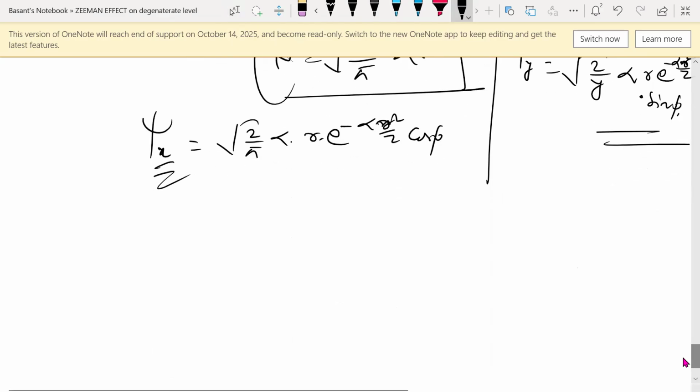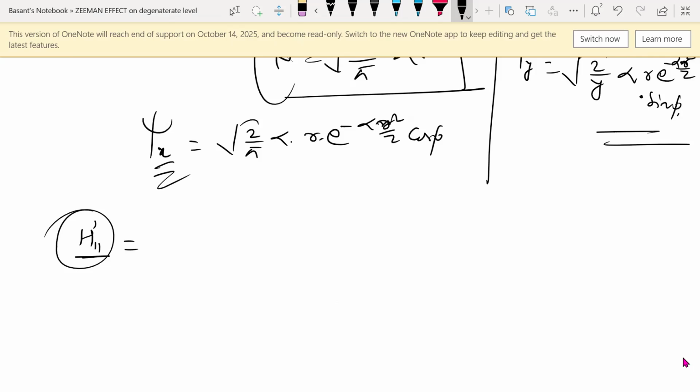Now I have to apply the magnetic field on these functions. So first of all, I have to calculate H dash 11. What is this? This integration is equal to psi star x, and the operator is H dash. Now again this is psi x and d tau. What is this value?